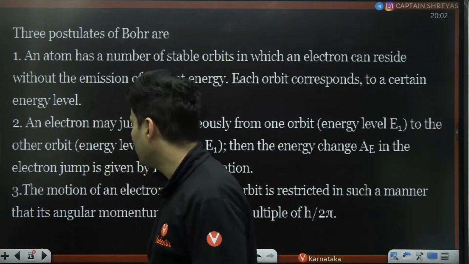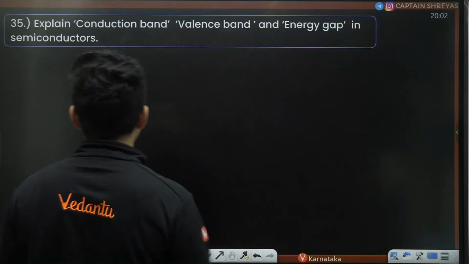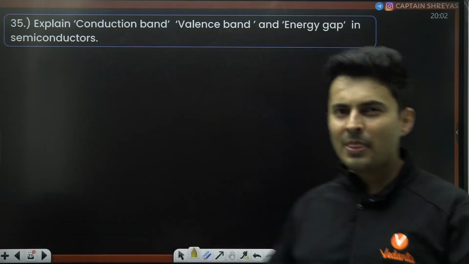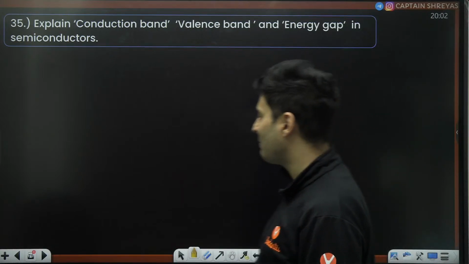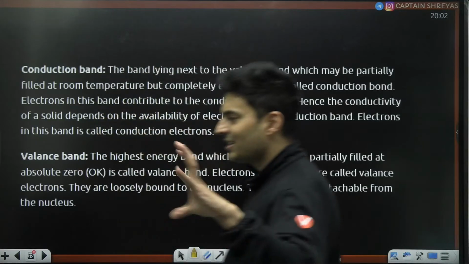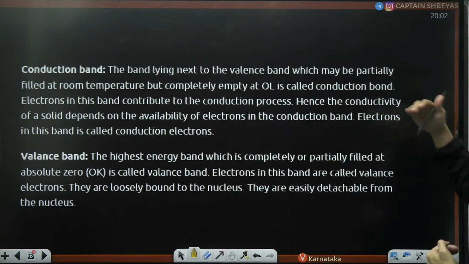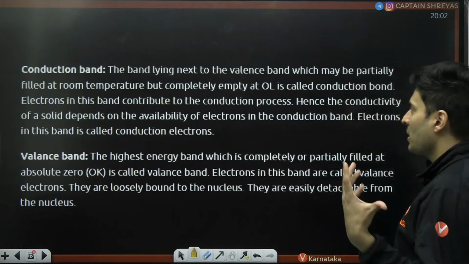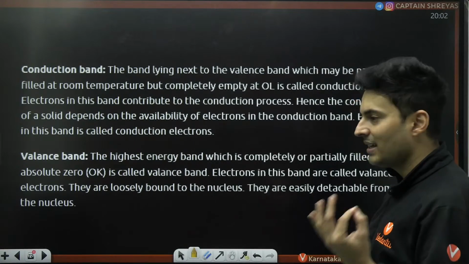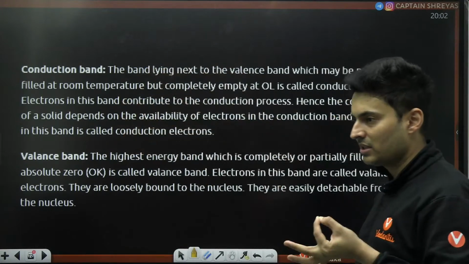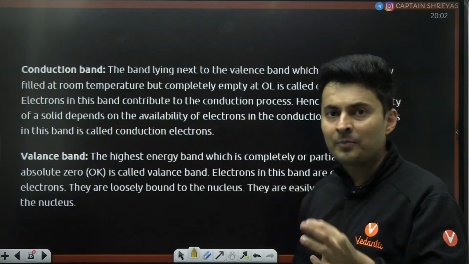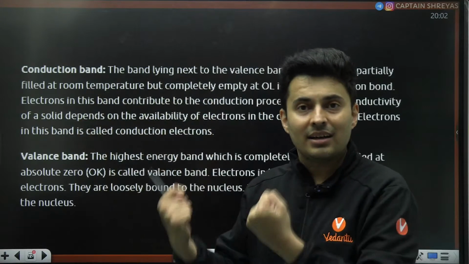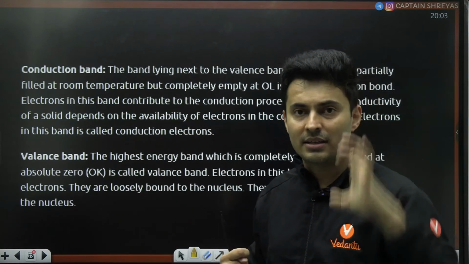Okay, very good. Explain conduction band, valence band, energy gap in semiconductors. Okay, explain conduction band, valence band, and energy gap in semiconductors, my dear warriors. Conduction band is just above the valence band. It may be partially filled or completely empty. It is called the conduction band because those electrons contribute to conduction. When a potential difference is applied, the electrons in the conduction band begin to move and participate in the conduction. Hence, that band is called the conduction band.